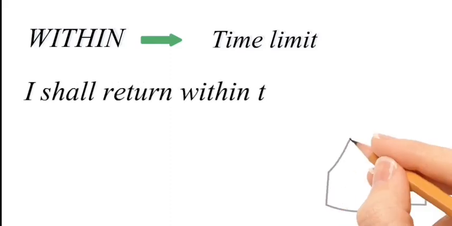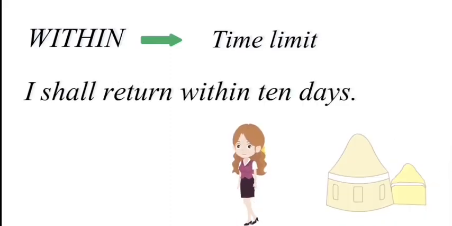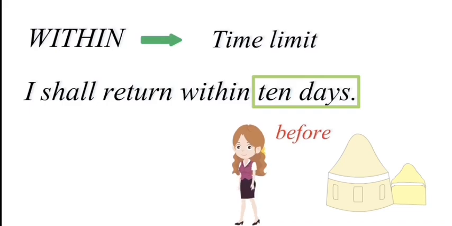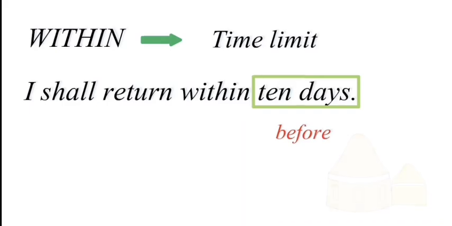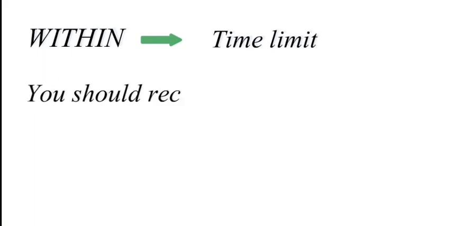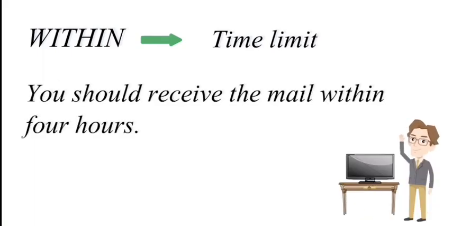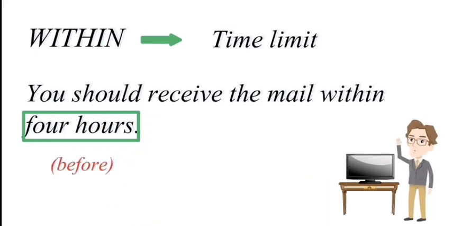Now see the example. I shall return within 10 days. Here 10 days is a time period and I will have to return before the time period of 10 days. See the next example. You should receive the mail within 4 hours. So the 4 hours time period is given and before this time period, I shall receive the mail.